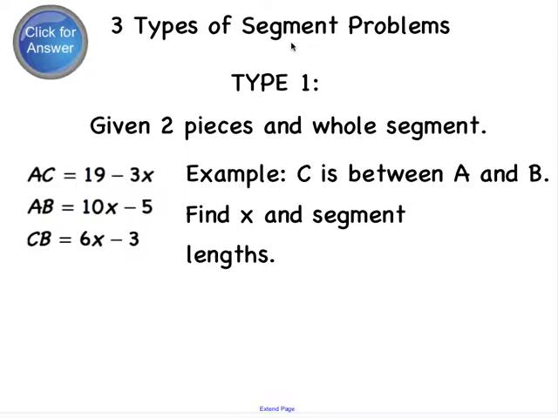Okay, now there are really three types of segment addition problems. We've already seen two of them. One type was the kind of problems we had yesterday when we were given two pieces and the whole segment. Here's an example. It says C is between A and B, and I want to find x and the segment lengths. Press pause on your video. When you're ready to see the answer, press play, and then we're going to summarize how to set up this type of problem.